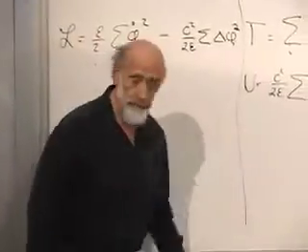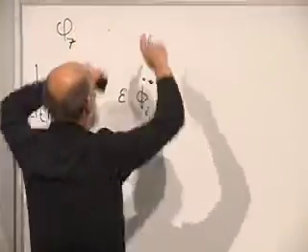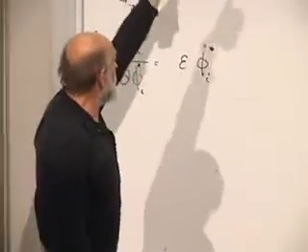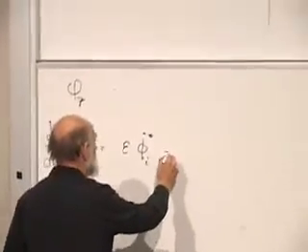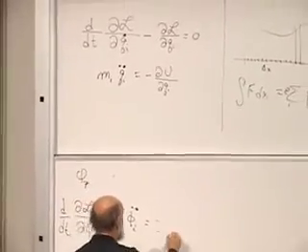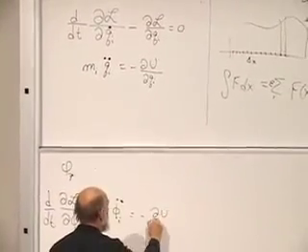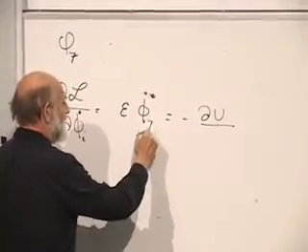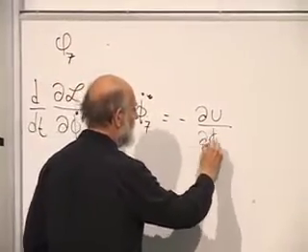All right, now let's focus on the potential term. We have to compute the right-hand side, minus dU by d phi_7.